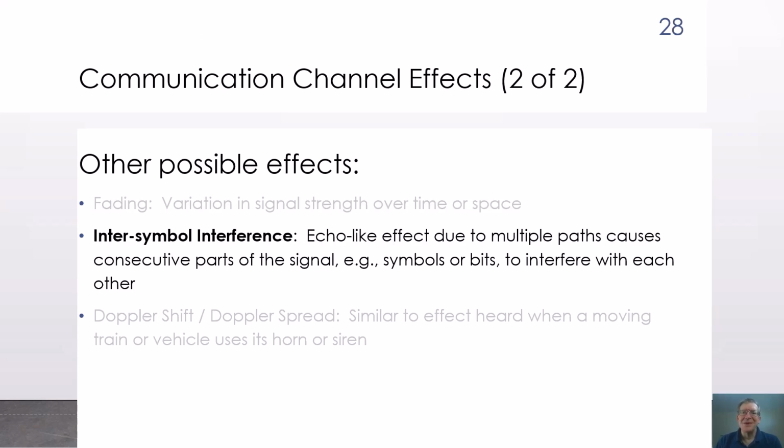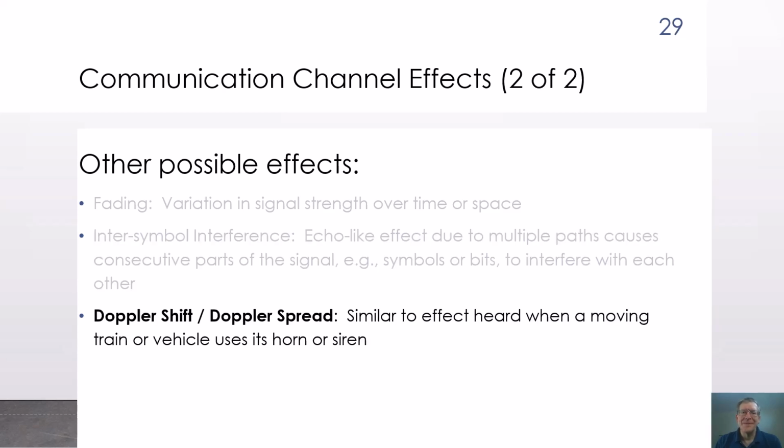Another effect, called inter-symbol interference, occurs when two or more copies of the signal reach the receiver after traveling by separate paths and experiencing different delays. This effect is like hearing a loud echo at the same time as the sound that you are listening for, and makes it difficult for the receiver to recover the transmitted signal accurately.